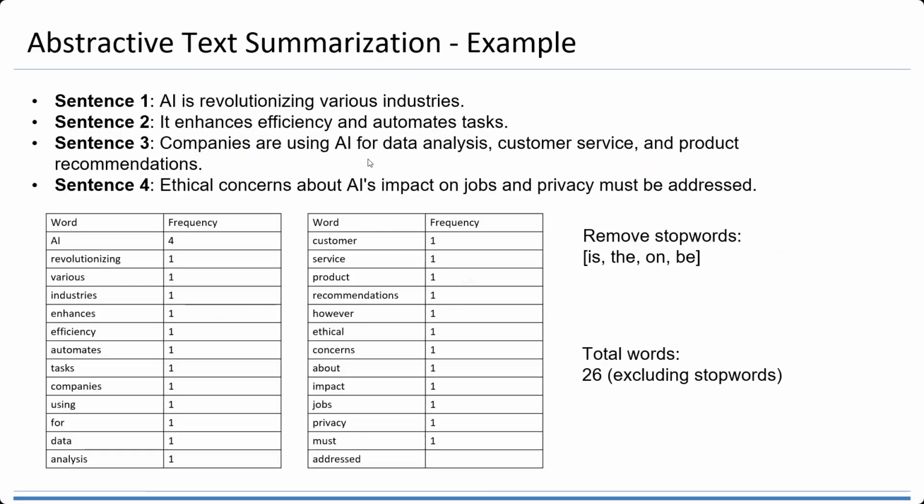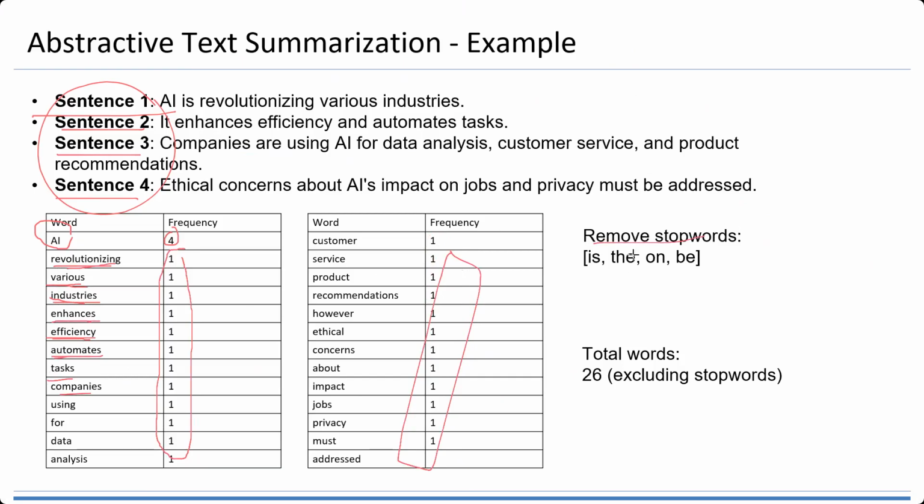After we make the sentences, this is just a very simple idea with the frequency. You can measure the frequency for every word in these sentences. The word AI appears 4 times, where we also count artificial intelligence as AI. And then for the other words, we have 1 for each, since they are totally different words: revolutionizing, various, industries, enhance, efficiency, automates, tasks, companies. Every one of them has a frequency equal to 1.